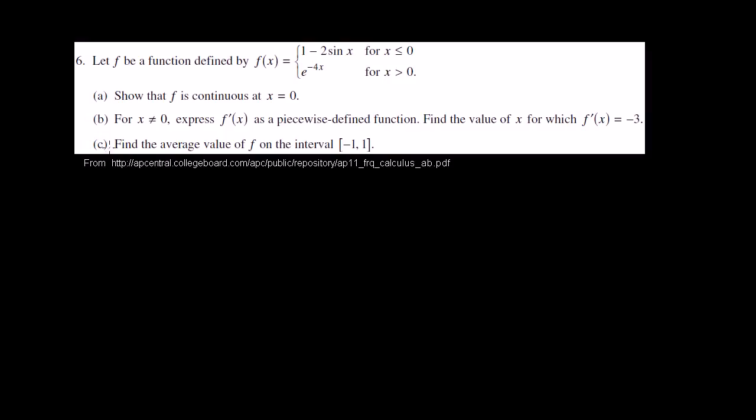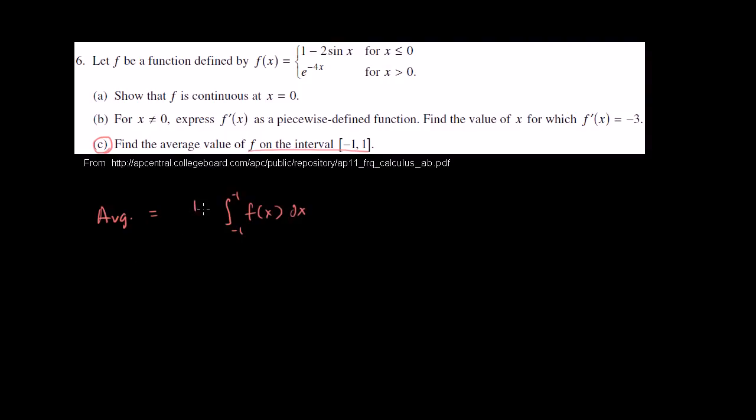Part C, find the average value of f on the interval -1 to 1. So the average value of a function over an interval is just going to be, so let's just write average. The average value of our function is just going to be the integral over the interval, -1 to 1, of f of x dx, divided by our change in x.